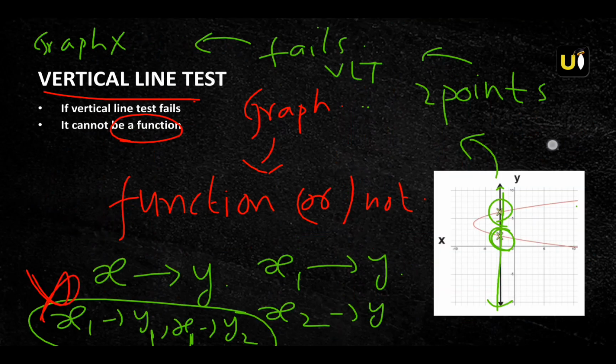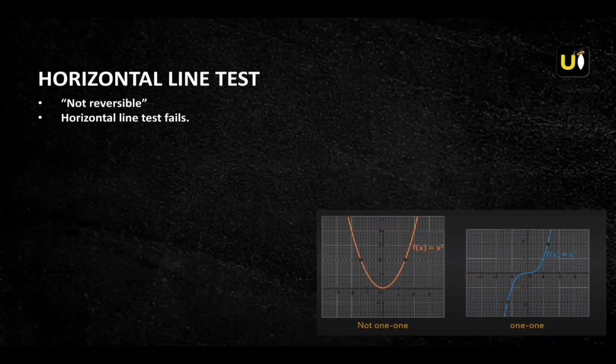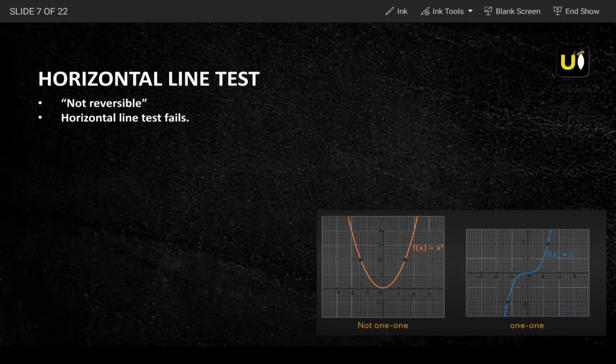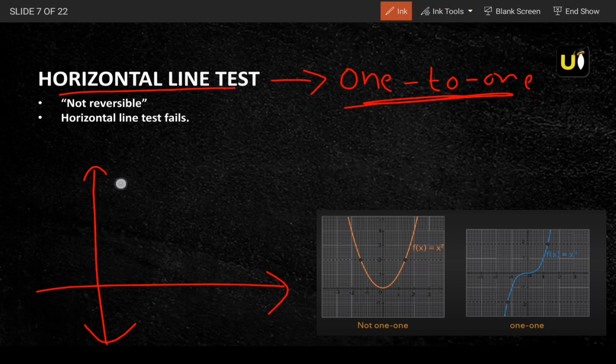This is one of the methods to check whether the graph represents a function or not. Now let's discuss what the horizontal line test is. This horizontal line test is performed to determine whether the function is one-to-one or not. See here the examples, you can understand them better now.